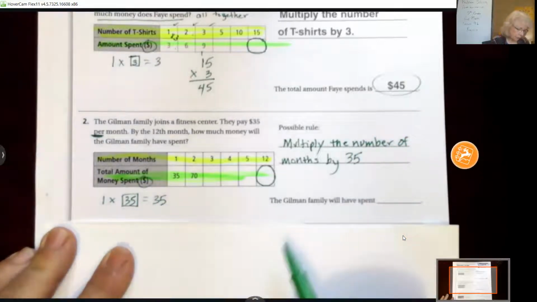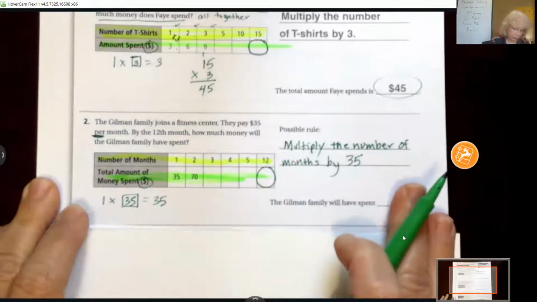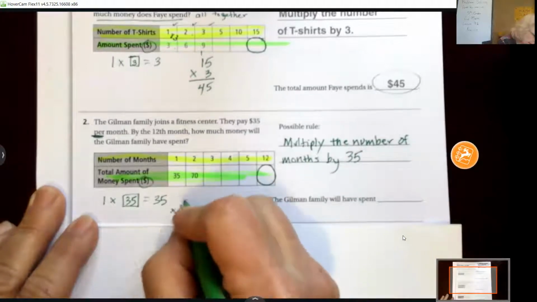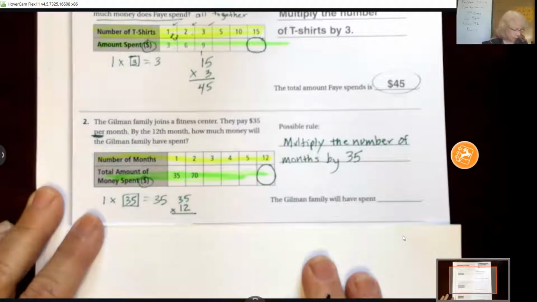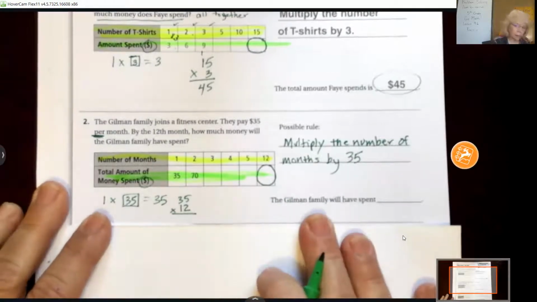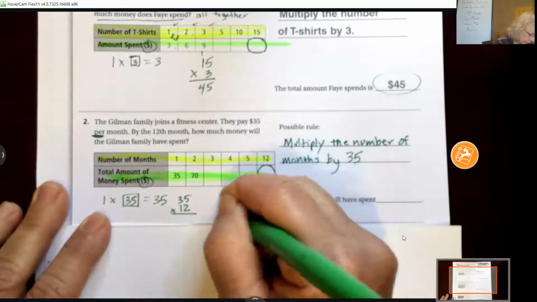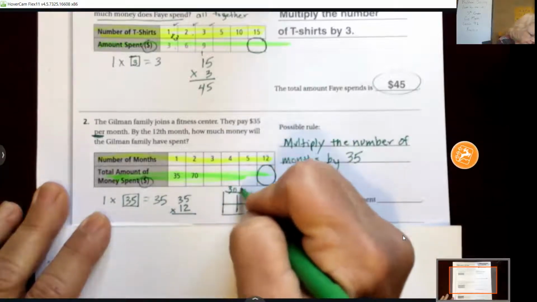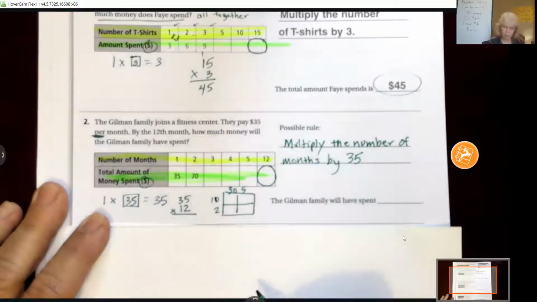Okay, so to find out how much they will have spent after 12 months, we're going to have to do some multiplication here. So let's do 12 times 35. You can do that the old school way, the traditional way. I'm going to go ahead and show it with the area model or partial products. So we would draw our model here. We would have 30, 5, and 10 here, and 2 are the expanded form of our numbers.